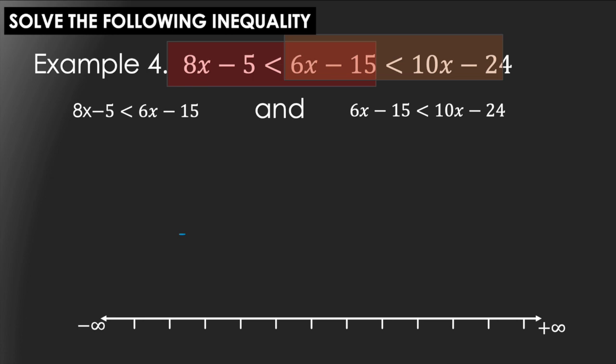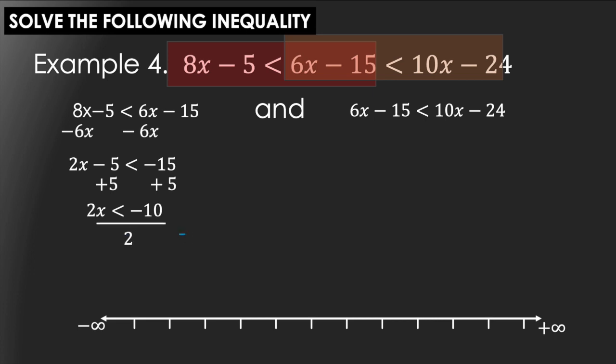So first let's solve the first part of the inequality. We follow the same rules by eliminating x terms from the right and then isolating the x terms on the left and finally isolating x. We get x < -5. So that is the first part of our solution.